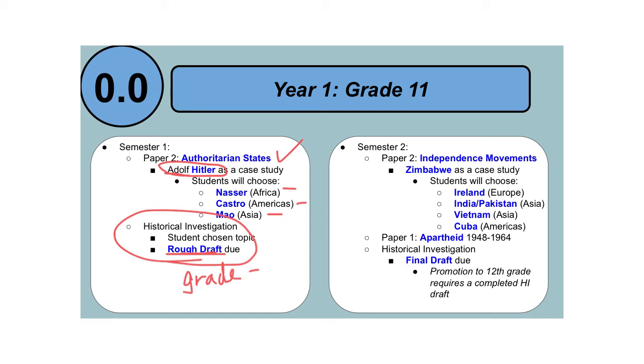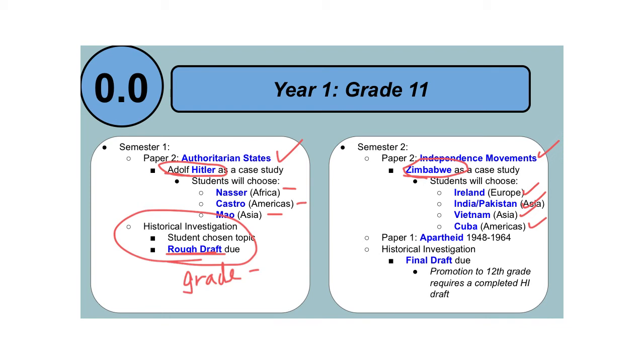In second semester of 11th grade, you will complete the paper 2s that we have for the course, and that is the independence movements. That's the second one. And again, we will be doing a case study on Zimbabwe. So through our online system, we'll be learning together as a class about Zimbabwe's independence movement. And then at the conclusion of that, you will be given the choice to choose between Ireland's independence movement, India and Pakistan's, Vietnam's, or Cuba's. So you can choose which one of those you want to do on your own.